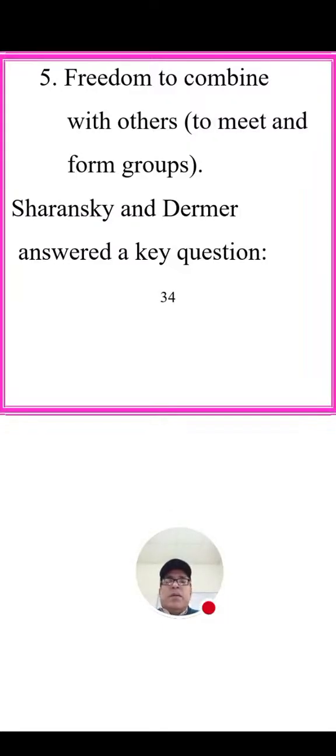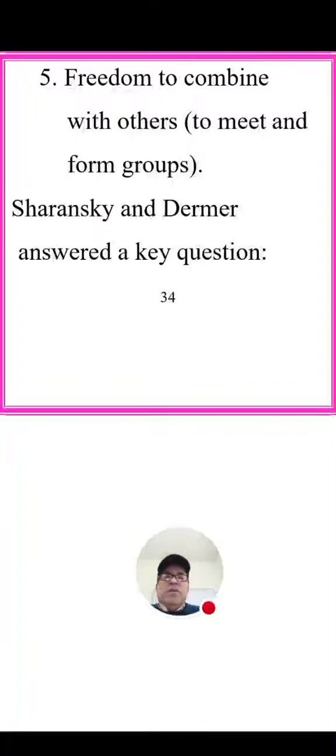Sharansky and Dermer answered a key question. Natan Sharansky was Deputy Prime Minister of Israel. Sharansky and Dermer have authored a very good book. Its title is The Case for Democracy.